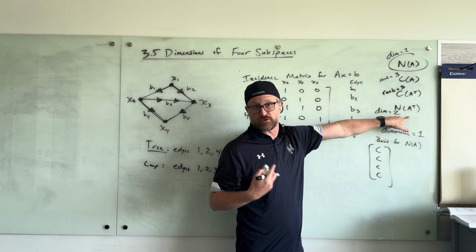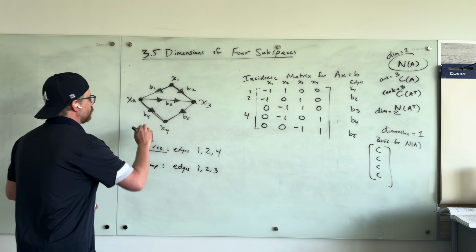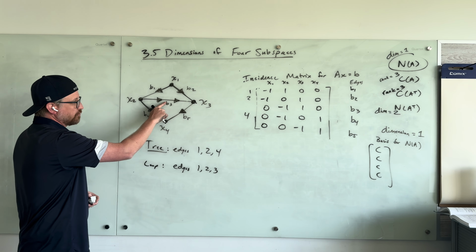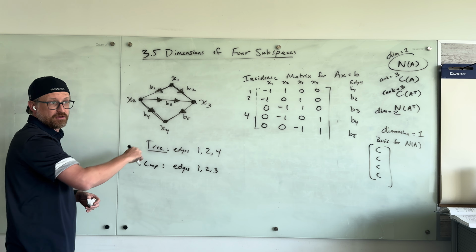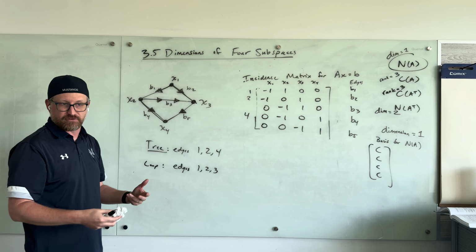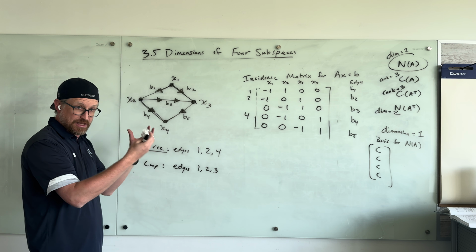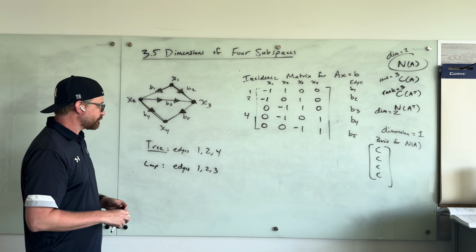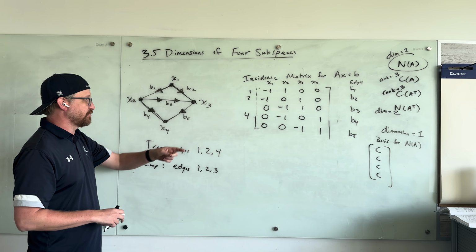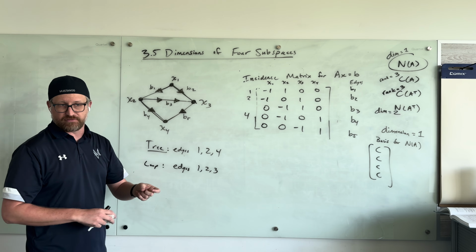You know, this contains all the loops. So 1, 2, and 3 form a loop, but so do 3, 4, and 5. Every other loop that could be made after that would be a combination of those 2. It's contained within that basis. And so I have a dimension of 2. There are 2 sets of edges that form loops.